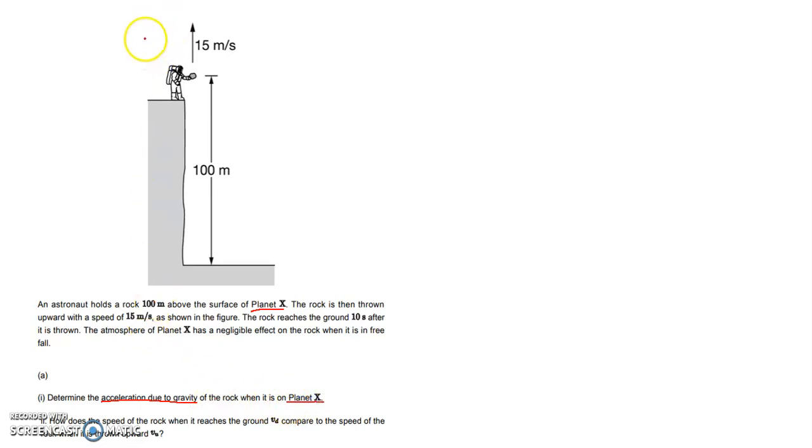Okay, so what are some things that they told us? We know the initial velocity is 15. We know that the displacement is right here. And we know the time, because they told us, takes 10 seconds. Okay, so it looks like we can use this equation. The displacement is equal to initial velocity times time plus 1/2 the acceleration times time squared.